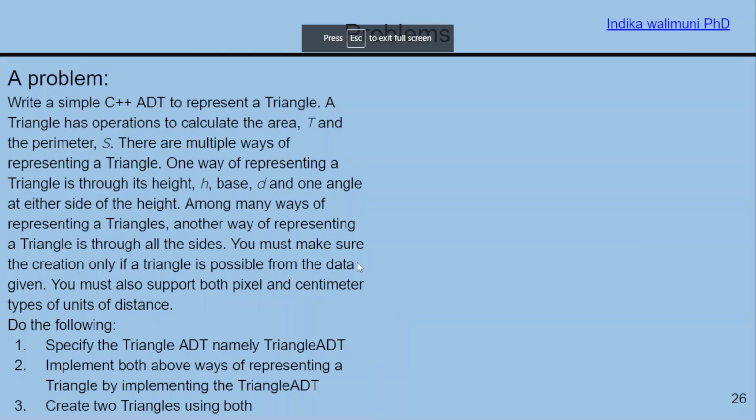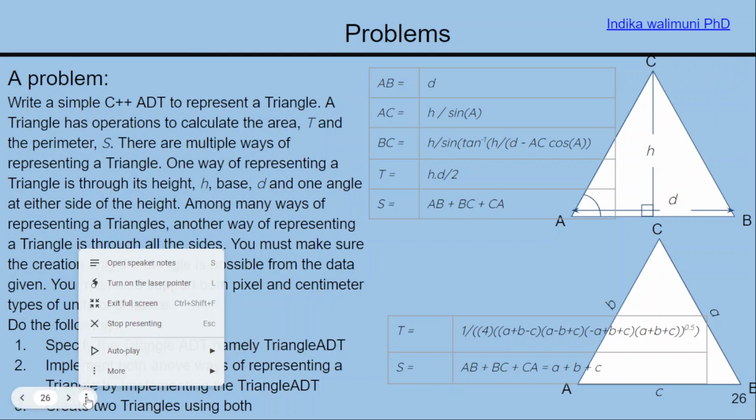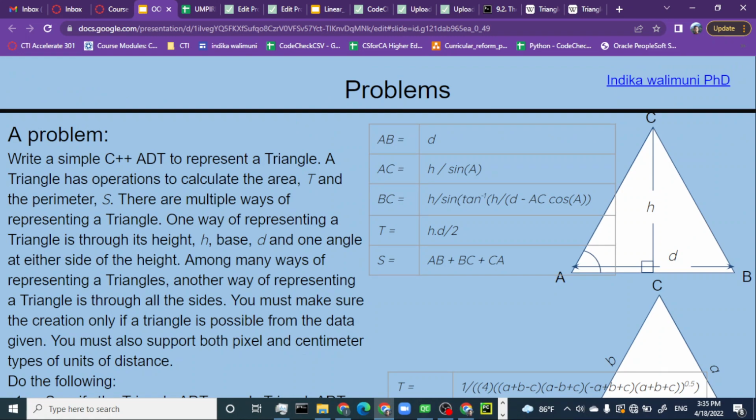So what we have to do is specify the triangle ADT and implement both ways of representing a triangle by implementing the triangle ADT. So we have the ADT, and we have to write two classes, each representing a way of implementing the ADT. And then create two triangles using both. Okay, all right, so let's go back to coding.